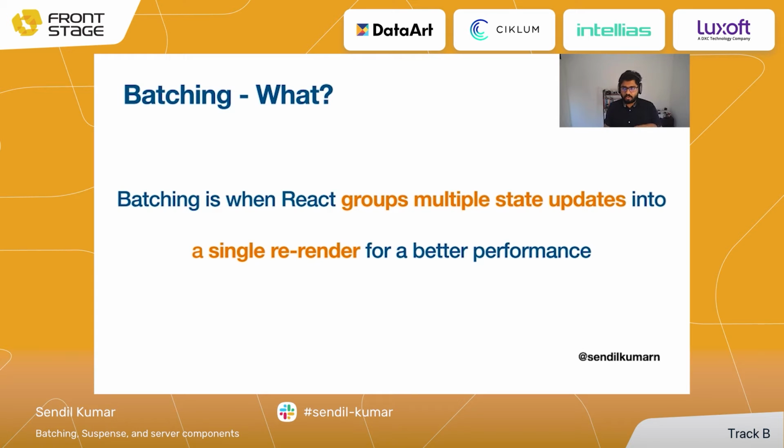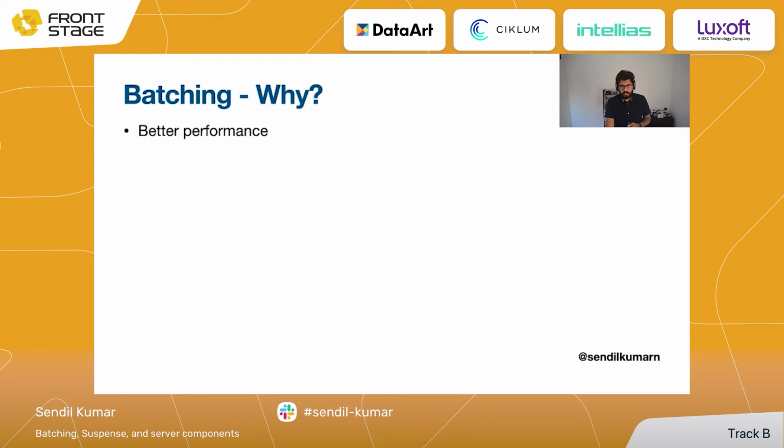Batching is nothing but grouping multiple state changes, or prop changes, or state changes exactly in React, together and doing a single re-render for better performance. Instead of doing multiple re-renders, you combine all those things together. If you have subsequent state changes in your component, you batch them together, and that gives you instant performance. It basically gives you better performance.